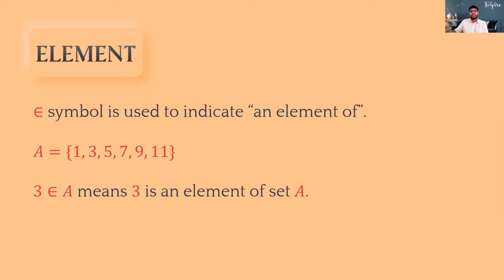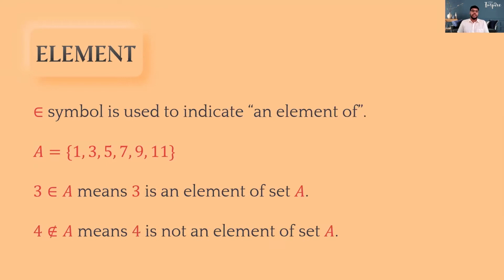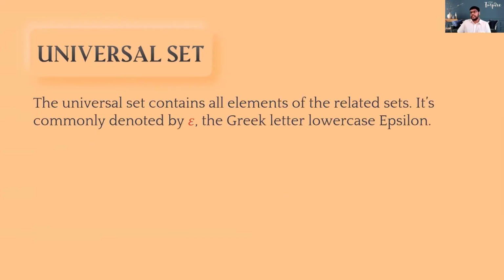So instead of writing it in words, children, in mathematical notation, you can quickly write 3 and this symbol and A, which means 3 is an element of set A. And children, if you want to say that something is not an element, you can use the same symbol with a small line crossing it. So here it says that 4 is not an element of set A. You can see that 4 is not inside set A. So that is how you give the symbol of an element. Okay. Now children, the universal set.